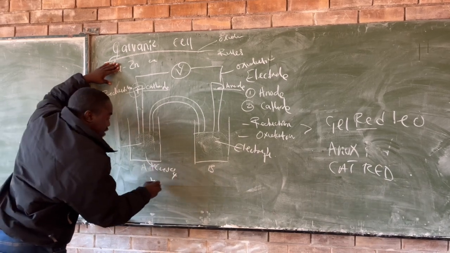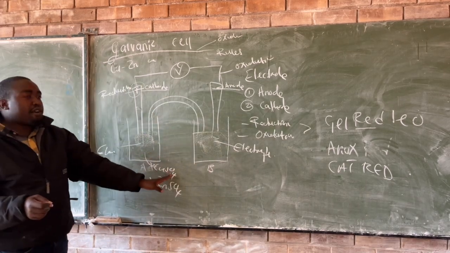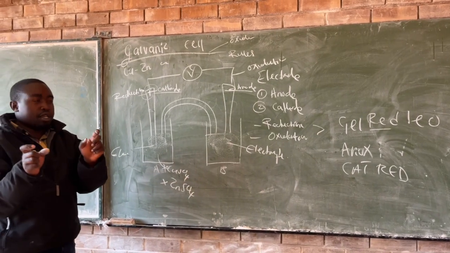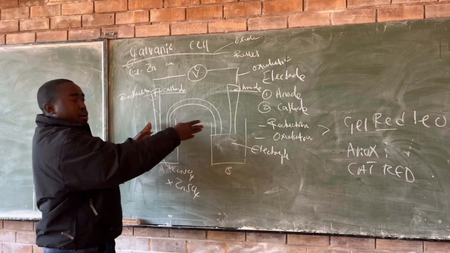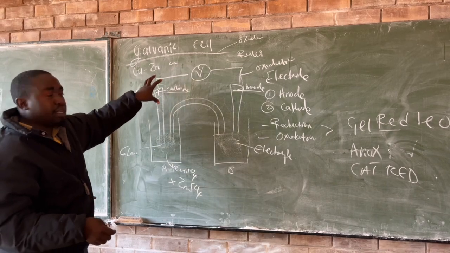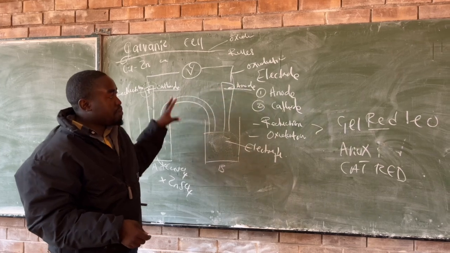Then if it is zinc, then it must be a what? A zinc sulfate. So this SO4 2-, we can say that it is a spectator ion, so it doesn't form part of the what? Of the reaction. On the reduction or on the cathode, there will be an increase in mass, and on the anode, there will be a decrease in mass. So that's the aspect that you have to know.